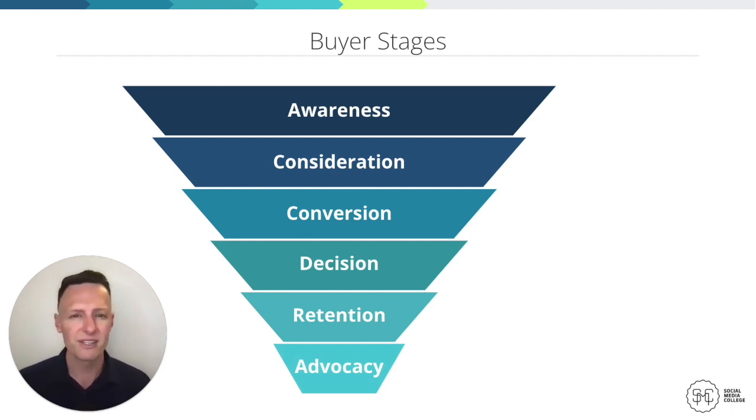Now, you'll notice that it's a funnel. Why? Pretty simple. We want to put as many people as we can through the top, and then have as many as we can possibly move through it. And at each stage, there are typically less people. However, many people do get stuck at that consideration and conversion stage. Buyer stages can sometimes be referred to as the buyer's journey or the customer journey. And if you're a government organization and you're not necessarily selling anything, sometimes they're called audience stages or audience's journey. There's lots of different names for it, but don't get confused.